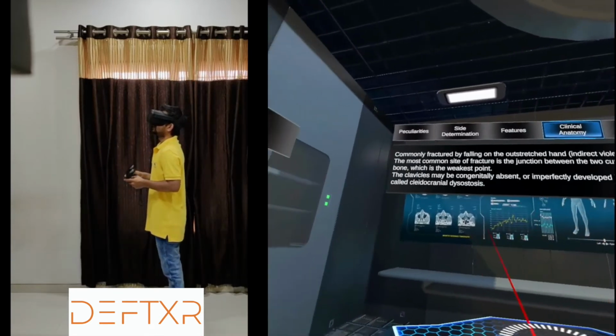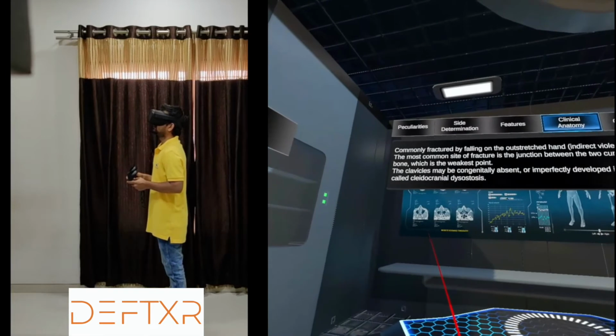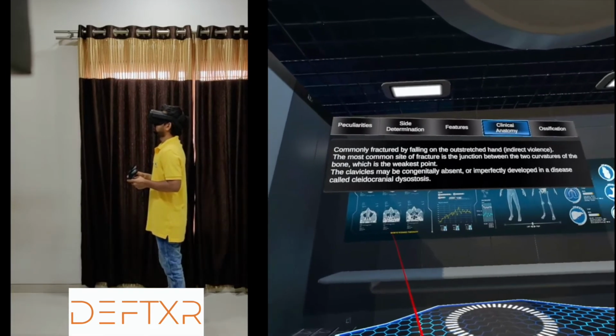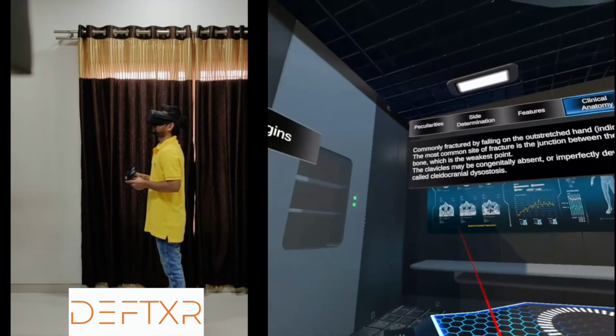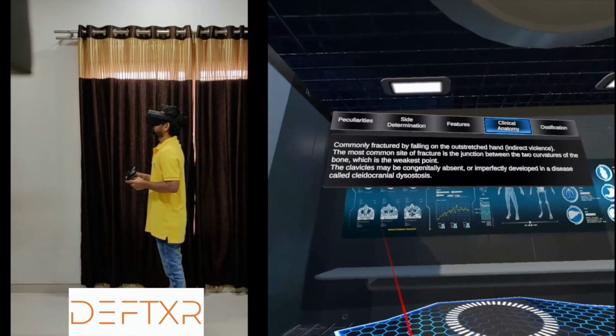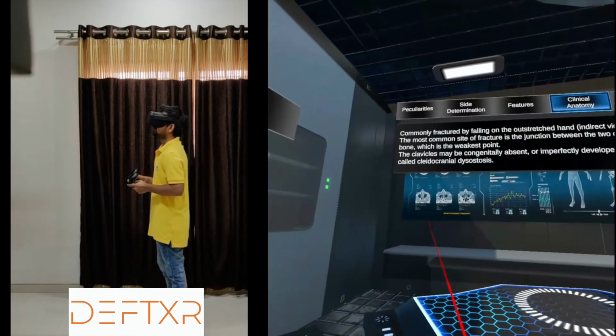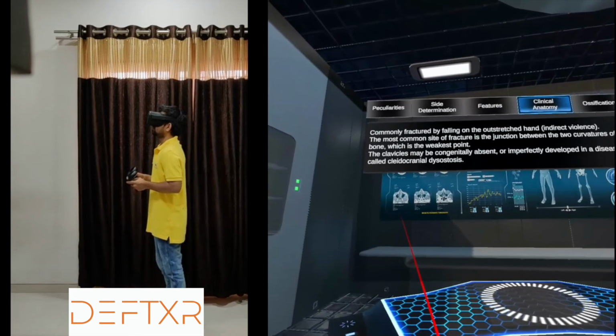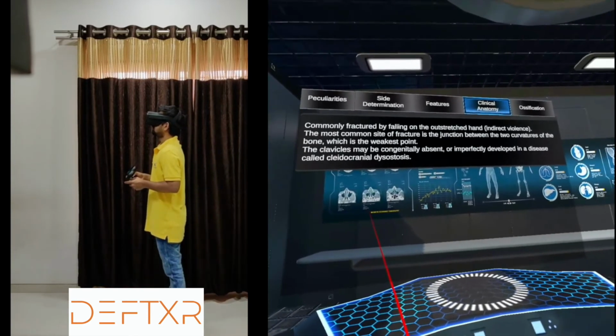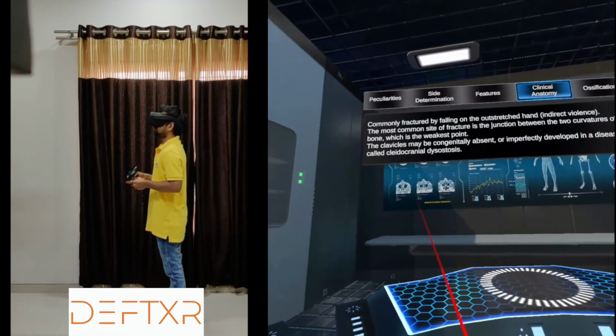Let's check the clinical anatomy of the clavicle. It is commonly fractured by falling on an outstretched hand, an indirect violence. The most common site of fracture is the junction between the two curvatures of the bone, which is the weakest point. The clavicles may be congenitally absent or imperfectly developed in a disease called cleidocranial dysostosis.